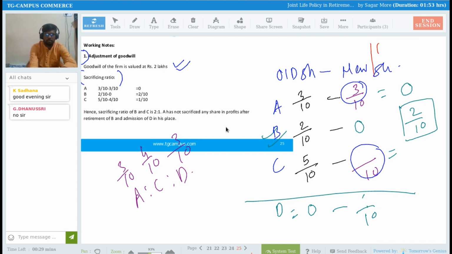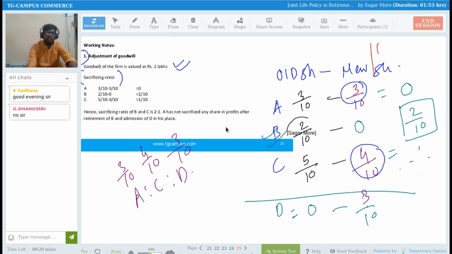3/10, 4/10, and 3/10 now. Okay, so if you solve this, you will get the answer 1/10, right? So if you see here, this is negative and this is positive. So who is the gaining partner here? Who is the sacrificing partner? Sir, oh sir, it's negative. I have put the wrong sign, I guess.